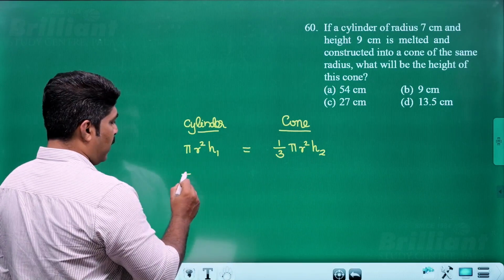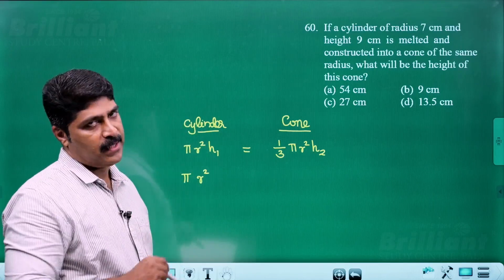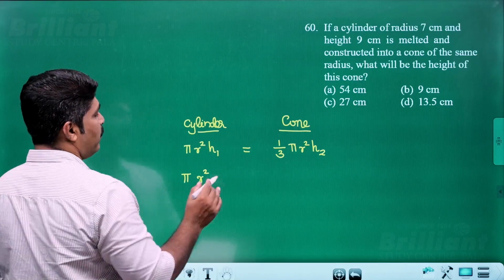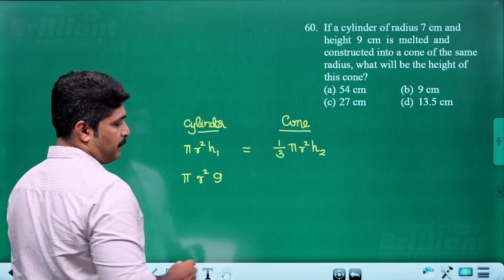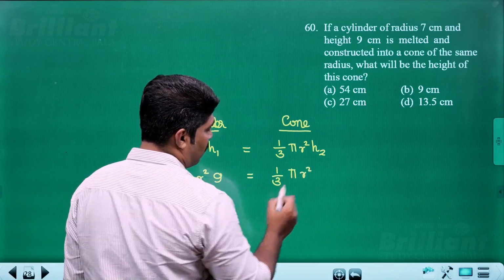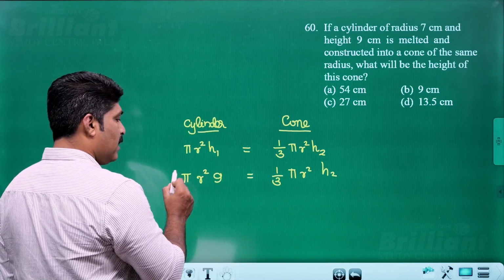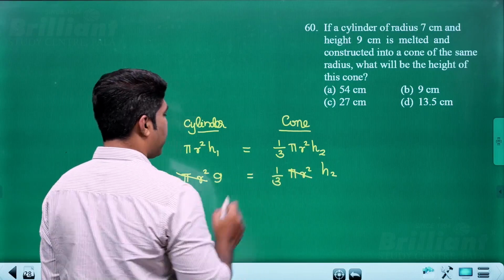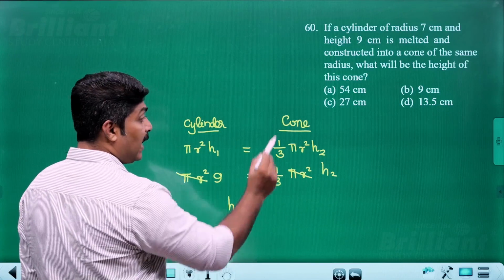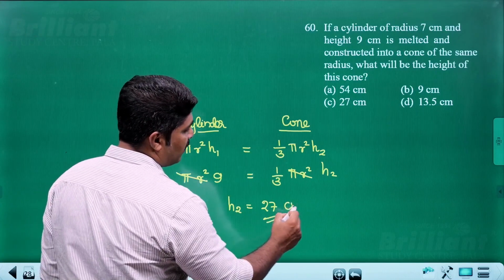Therefore this is pi into, so r square is common. You don't want to put the value of r there. Keep it like this: pi into r square into h1. What is h1 here? h1 is 9 centimeter. This is equal to 1 by 3 of pi into r square, that's common, into h2. We have to find out h2. Here this pi r square becomes cancelled. Therefore this h2, that means the height of the cone, is equal to 27 centimeter.